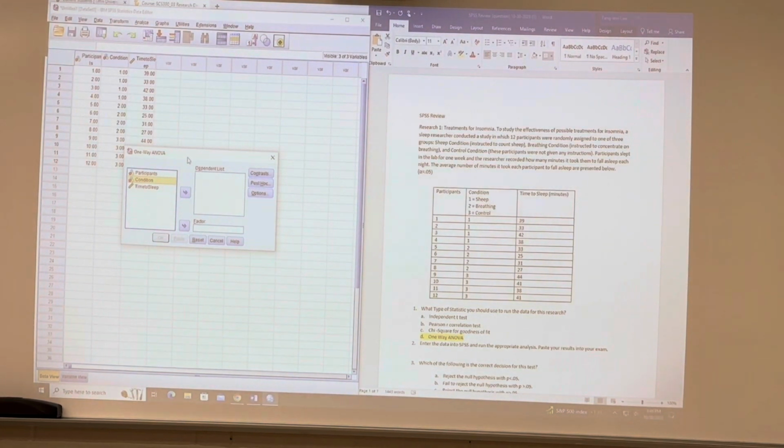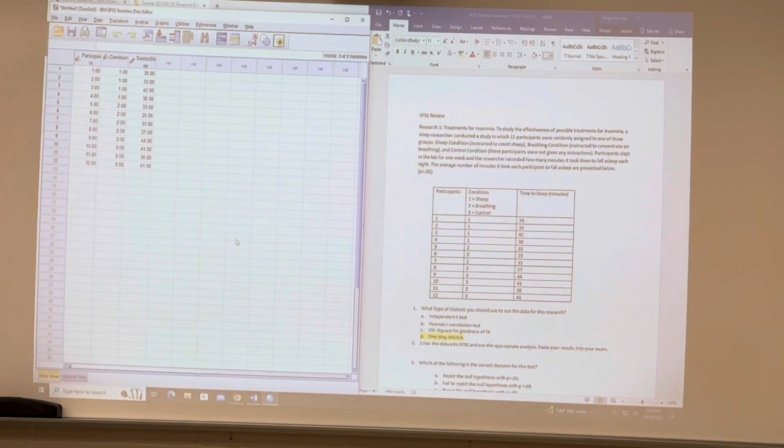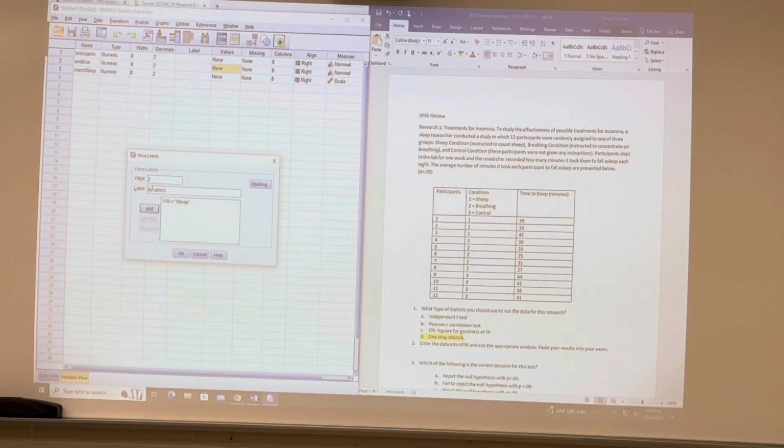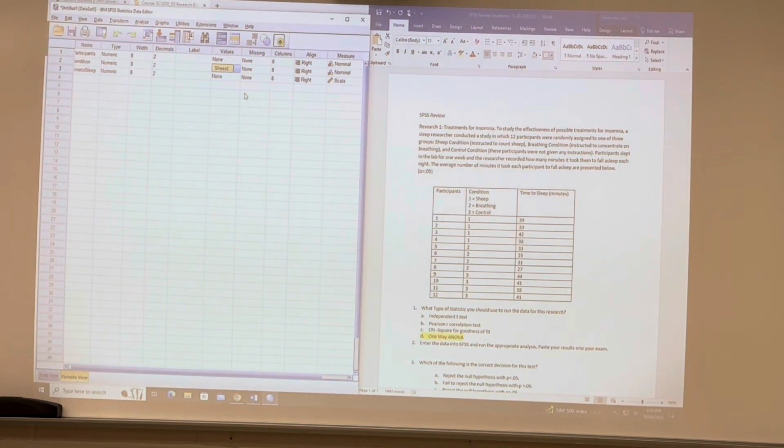Always ask questions. So yes, we have to do like Trinity said. 1 equals sheep, 2 equals reading, and 3 equals control. Very good. Thank you, Trinity.